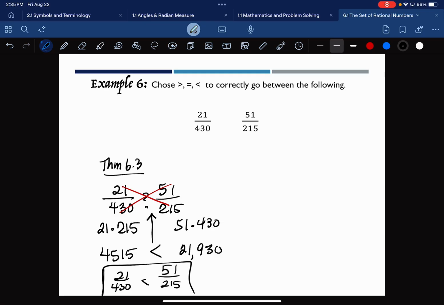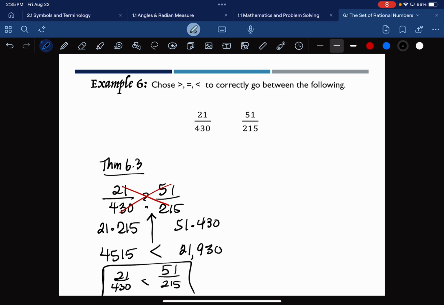Now this one actually would work really well to get common denominators. I'm not going to do it, but it would, simply because what's 2 times 215? 430, which is the other one. So it definitely would be a good option here. I don't want to discourage you from using that. You certainly could. But I want to show you one that we haven't seen.